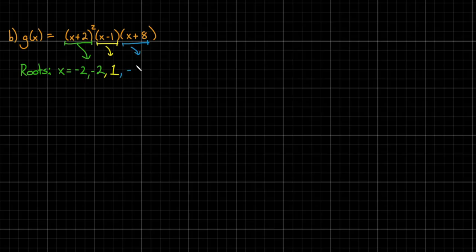Negative 8. Before we continue on, all we've done is given something in factored form. We didn't have to do all that extra stuff to get this. We just identified the roots. Okay, a slightly harder question. We didn't reference this yesterday. We certainly used it.